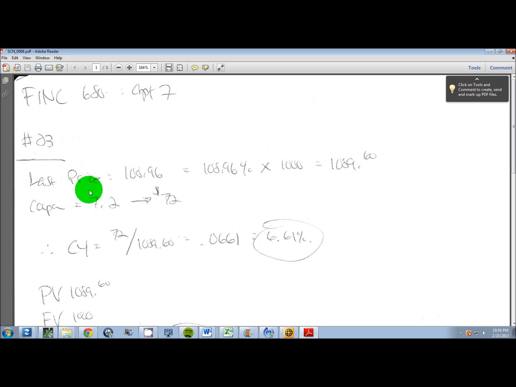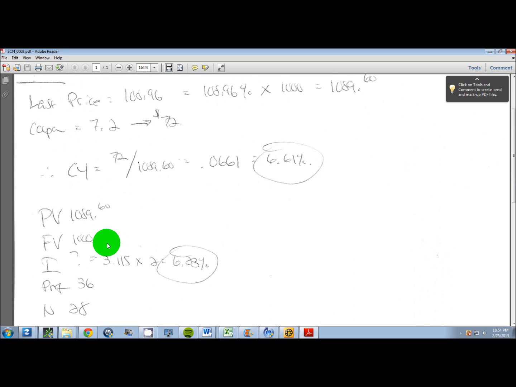Once we get the price, the rest of the problem just flows off pretty nicely, right? The coupon, it says, is 7.2. That's obviously a percent. We would assume it's paid semi-annually, even though it doesn't say. That is the assumption that we work off of. But in the current yield equation, it's actually the annual coupon divided by the current price. So annual coupon divided by price gives you 6.61%. So there's your current yield.